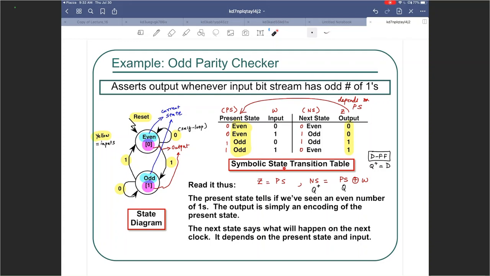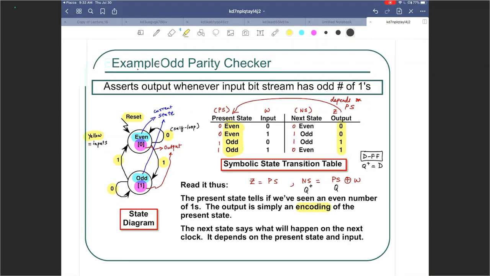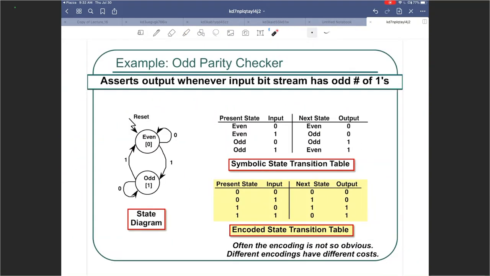From symbolic state transition table, we are going to move to an encoded state transition table, which is to provide an encoding scheme between the symbols even and odd, and the encoding can be of the form 0 and 1. On the top here, we have the symbolic state transition table that comes directly from the state diagram. And then after we use the state encoding, where we have encoded even with 0 and odd with 1, we write the encoded state transition table as such. 0, 0, 1, 1, 0, 1, 0, 1 for the input. The next state is even, odd, odd, even, 0, 1, 1, 0, and output is 0, 0, 1, 1.